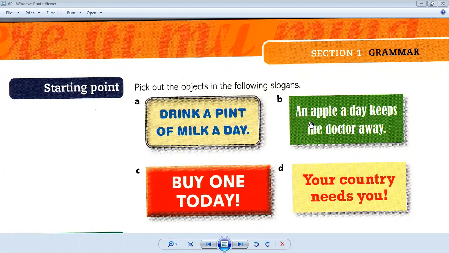Wake up. Letter C. Buy one today. Usually, this is imperative again. That's an order. And in orders, it's very easy to identify. It's one, just one. Your country needs you. Who's the object here? Very simple. Who needs? Your country is the subject, needs is the verb, you is the object. See, that's a piece of cake.